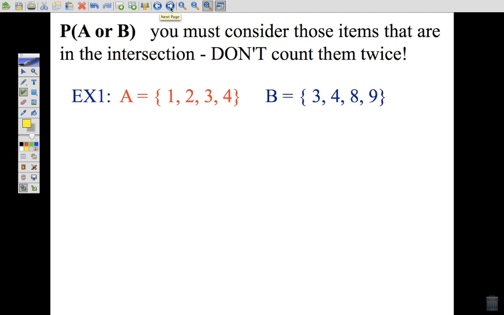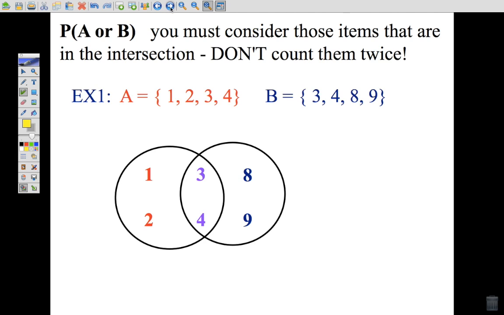Set A is in red, set B is in blue, and if I set it up as a Venn diagram, I could set the red set 1, 2, 3, 4 into its own circle, but then when I unite it with set B, we see that 3 and 4 are in the overlap. It's in that intersection, if you will. Now I could look at my two sets separately and say, set A has 4 elements, set B has 4 elements, so the union of A and B would have 8?